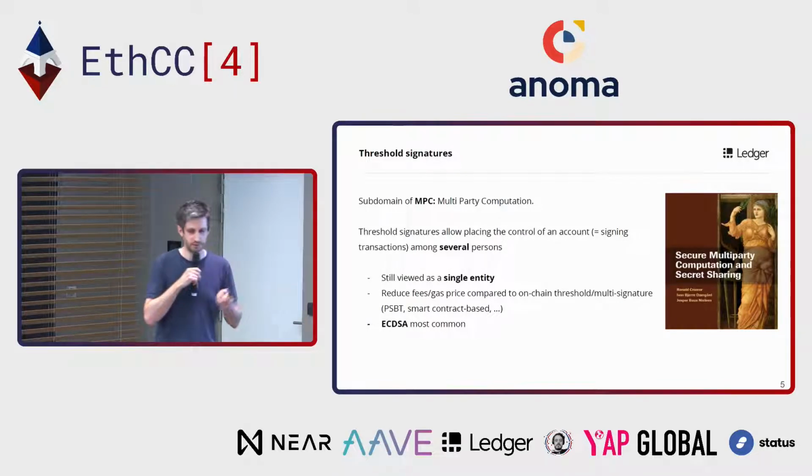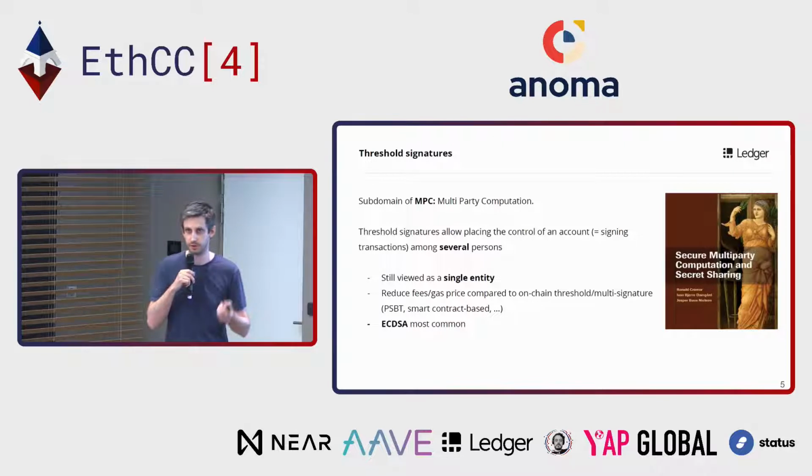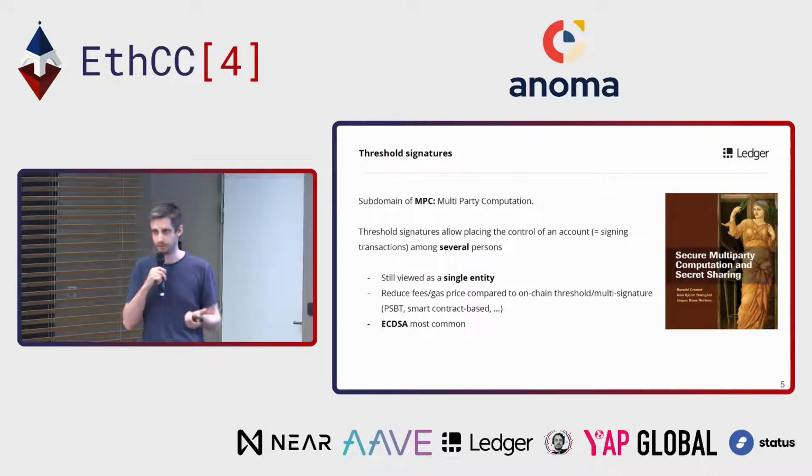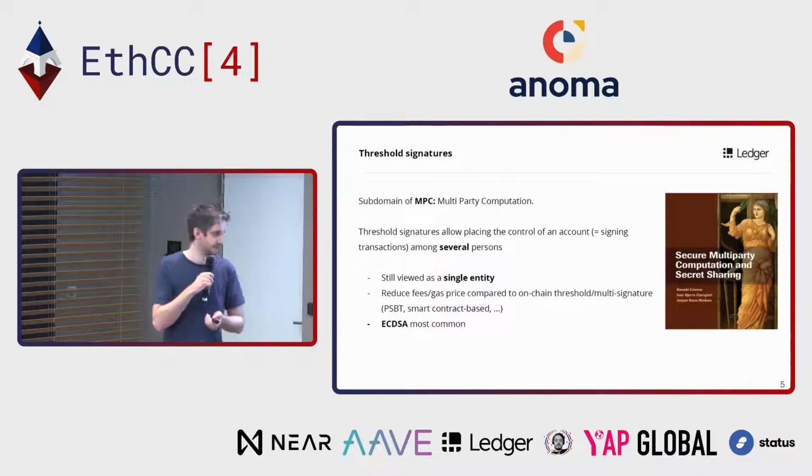The advantage of doing that rather than multi-signature on chain, for example, is that you're still viewed as a single entity, right? So you're a group of people signing as one person. This reduces the fees on a transaction because you're just sending one signature and one public key. So it's just like a normal transaction, although several people are signing behind it. And as I said, ECDSA is the most common one for signing transactions among coins, so that's the one we're targeting here. No Schnorr, no BLS.